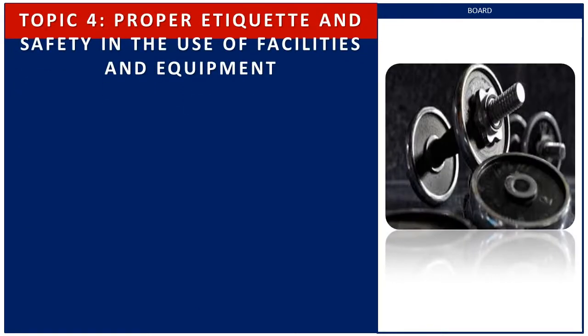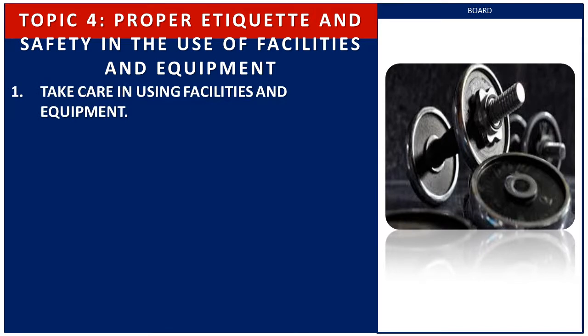Let us now move on to our topic 4, the proper etiquette and safety in the use of facilities and equipment. Let's begin with the care in using facilities and equipment. In consideration of the school's effort and of the other students who will benefit from using the facilities and equipment, it is good form to handle them with care and use them solely for their purpose. This is to prevent having them misplaced, stolen, or left unnecessarily around the training area, which can cause accidents.